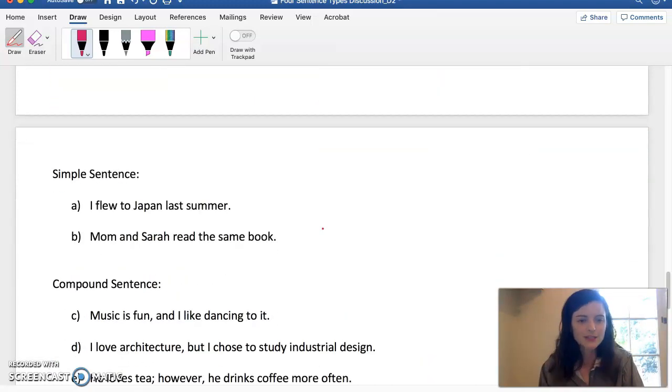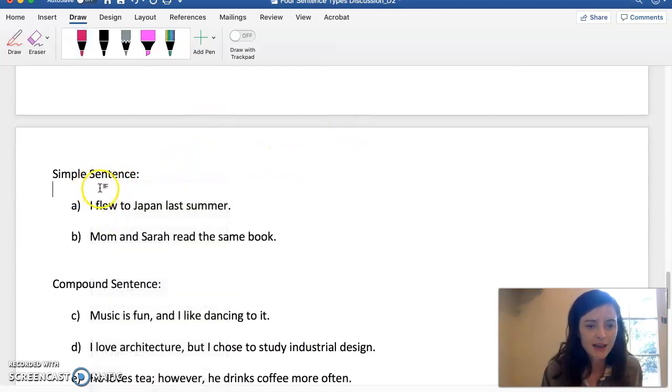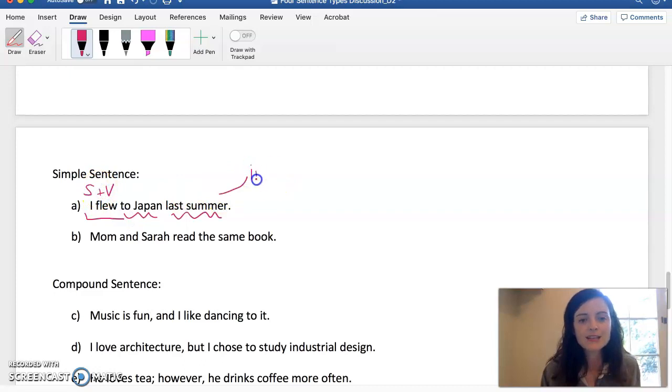So if we look at a couple examples, simple sentence here, the subject is I, and the verb is flew. To Japan is the prepositional phrase. Last summer is the adverbial phrase of time. However, in that first pair, you have a subject and a verb, and that counts as an independent clause, meaning it can stand on its own.